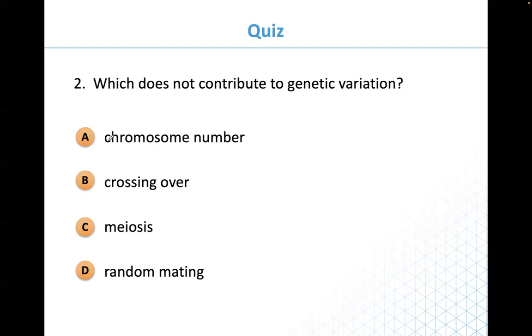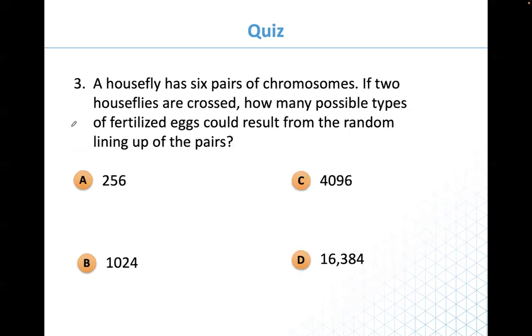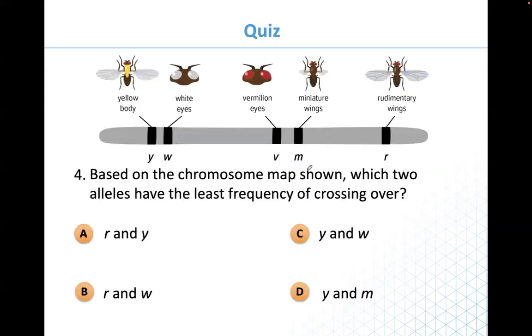Which of these does not contribute to genetic variation? So the crossing over contributes to it. Meiosis does, random mating. So chromosome number does not contribute to it. So this question here, it says the housefly has 6 pairs of chromosomes, so it's going to be 2 raised to the power of 6. And I think this is the answer. You can use a calculator.